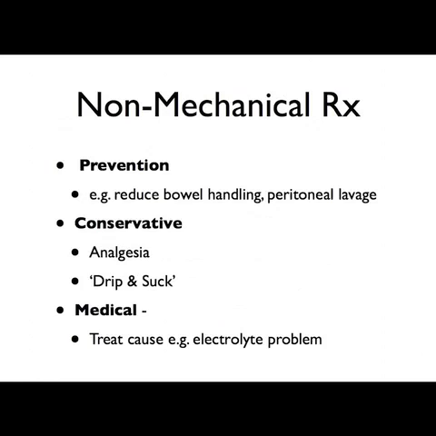In terms of non-mechanical things, obviously you want to prevent these things happening. So you reduce bowel handling, peritoneal lavage, things like that. In terms of the conservative management, once again, you need to give analgesia, you need to drip and suck. And then medical management, you really want to treat the cause. So if there's an electrolyte aberration, then you want to correct this, and hopefully then the non-mechanical thing will resolve.